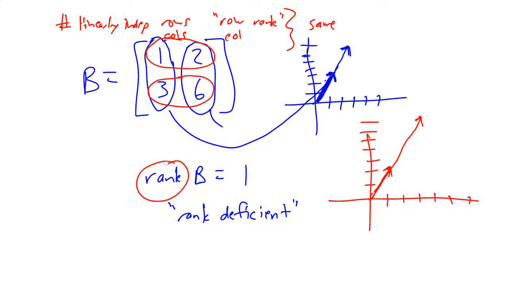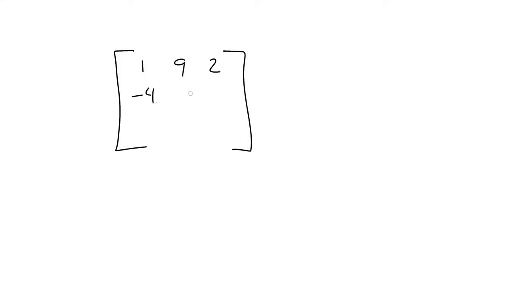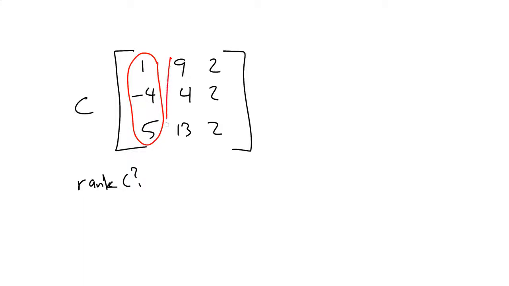Now, keep in mind that for 2 dimensions, it's a little bit easier to see than for 3 or higher, right? So let's do an example of a 3-dimensional matrix, okay? I'm going to give a matrix here, and I'm going to say it's got 1, 9, 2, negative 4, 4, 2, 5, 13, 2, okay? Now, let's call this C. What is the rank of C? And that is basically asking how many of these triominoes are linearly independent.